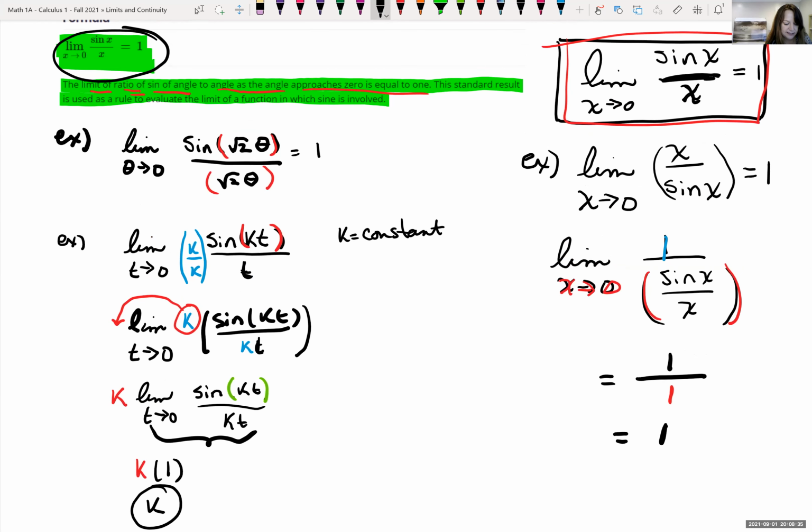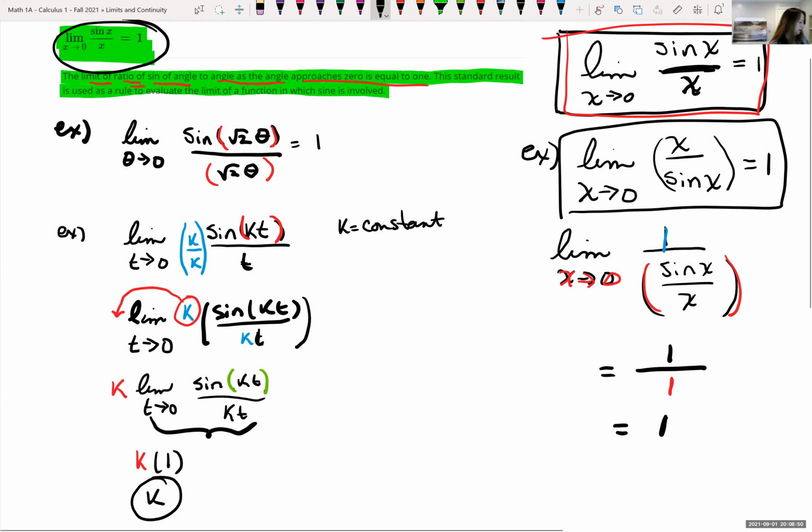If you see the reciprocal of what we were just looking at, the limit as x approaches 0 of x over sine of x, or if you are able to manipulate it to look like that, you can just say that's 1 without showing that step of 1 over the reciprocal.